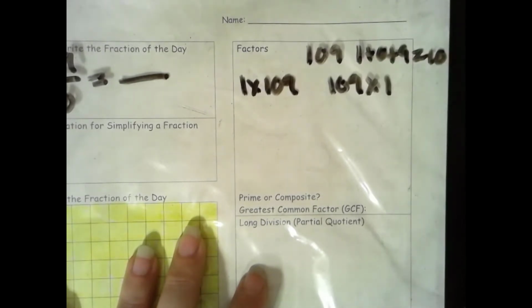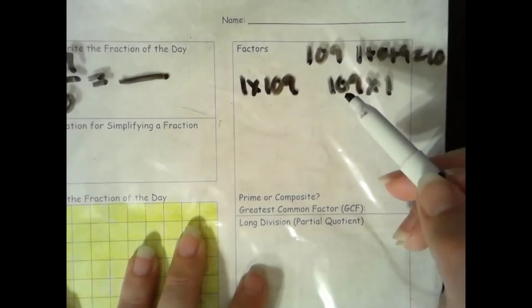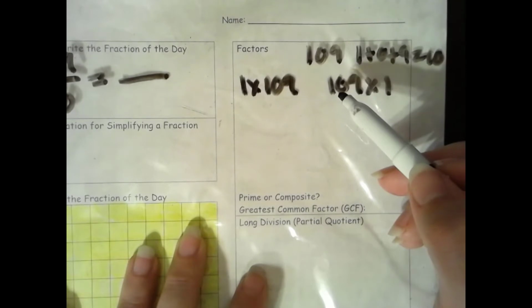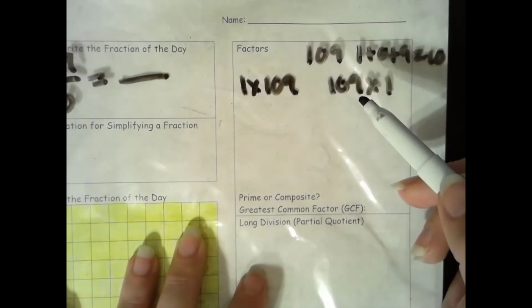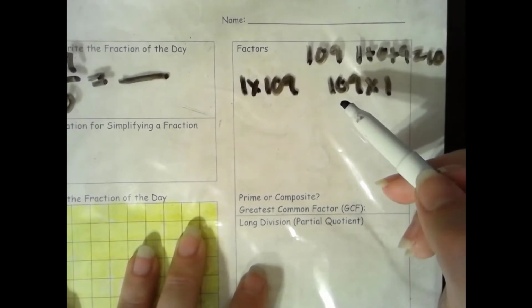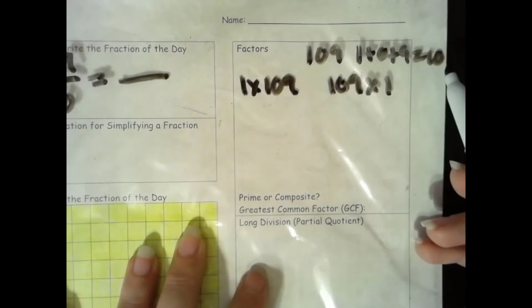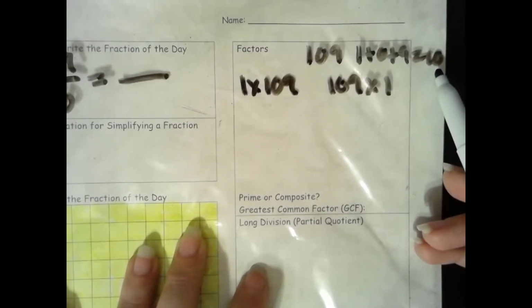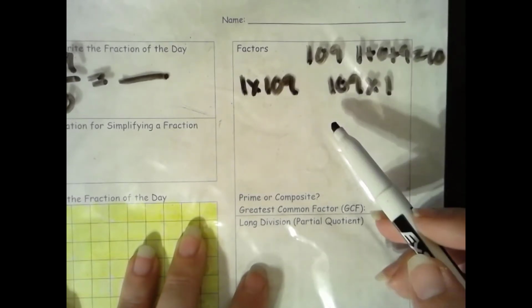We try the next odd number, which is 5. The rule for 5 is that it ends in a 0 or 5. It ends in 9, so 5 is not a factor. We try 7. 7 times 10 is 70, 77, 84, 91, 98, 105, 112. 109 is not in that list, so 7 is not a factor. We try 9. The rule for 9 is the same as 3. We add the digits together, and we get 10. 10 is not a multiple of 9. We try 11. 11 times 9 is 99, and then 110. 109 is not in that list.